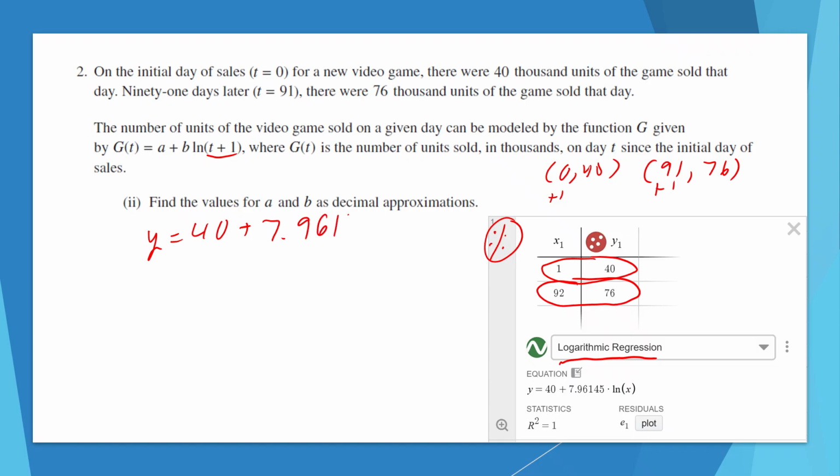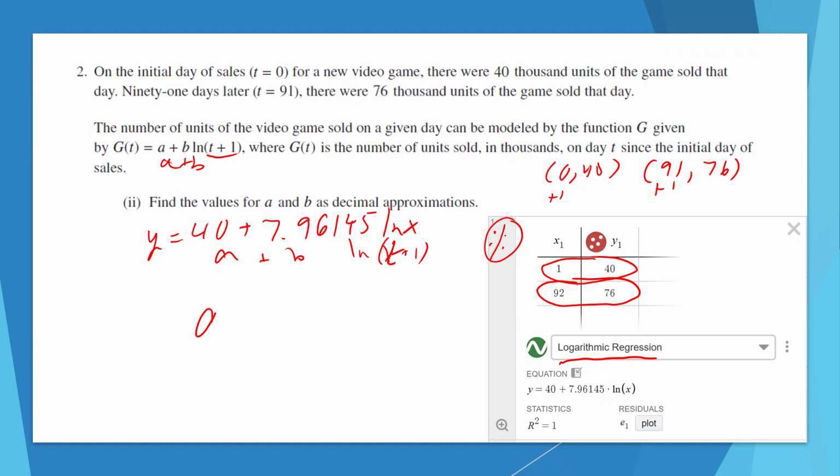Once we get this, we get our equation of y equals 40 plus 7.96145 ln x. This is going to be our a and our b value here. So this is a, this is b, ln, and then it basically was t plus 1 there, but we added that before we plugged it into Desmos.